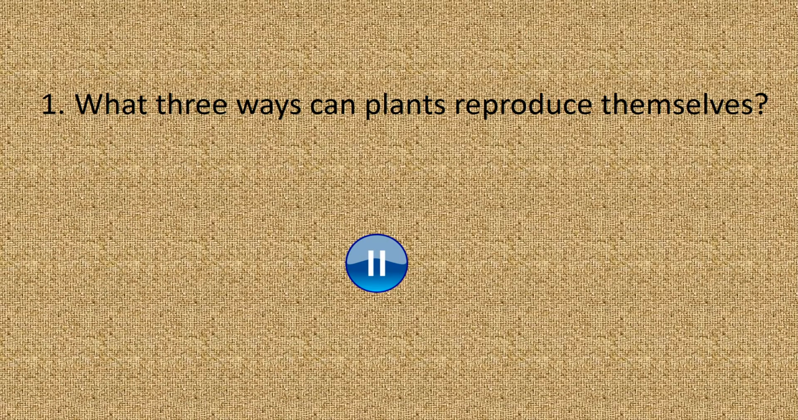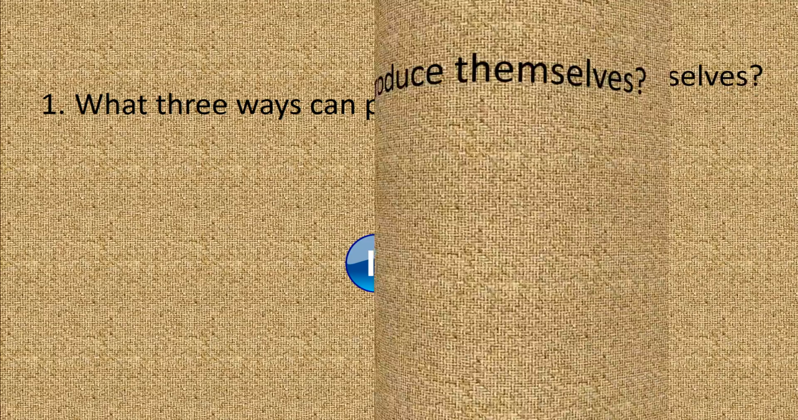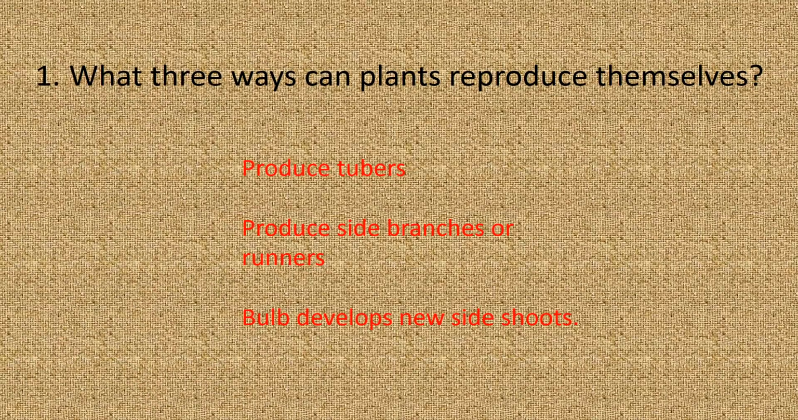So, write down what three ways plants can reproduce themselves. So, the three ways plants can reproduce themselves are they can produce tubers, they can produce side branches or runners, and the bulb can develop new side shoots, because the bulb saves energy in the ground to do this once the bulb has died back.